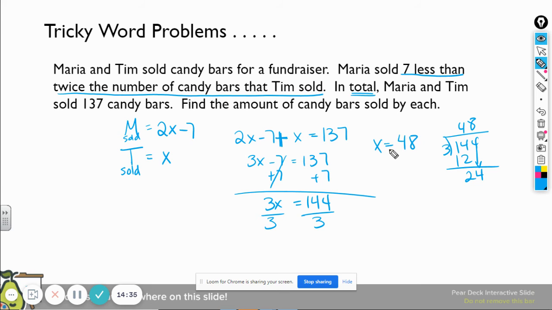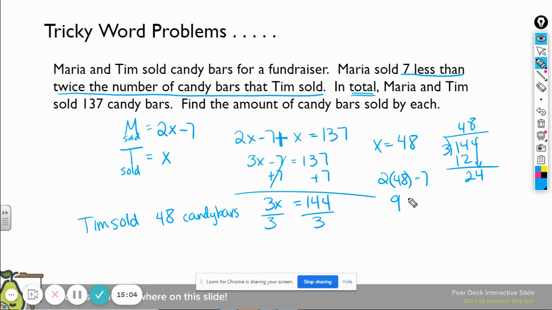Well, what does that even mean to us? Well, let's go back here. That's Tim. He sold 48. Okay, so Tim sold 48 candy bars. Well, what about Maria? Okay, so Maria sold 2 times X minus 7. So now I go 2 times 48 minus 7.